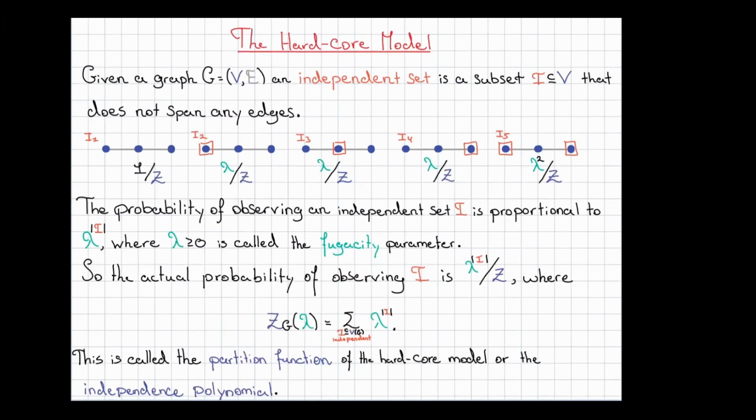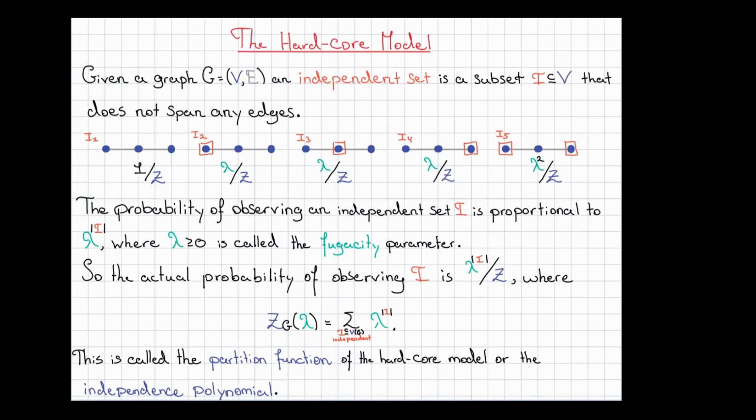So if we actually write down the probability, we have to divide by the normalizing constant. This normalizing constant is just the sum over all these weights. And this is called the partition function of this hardcore model, or as I usually call it, the independence polynomial. So it's a sum over all independent sets of lambda to the power of the size of that independent set. And this is a polynomial in the parameter lambda.